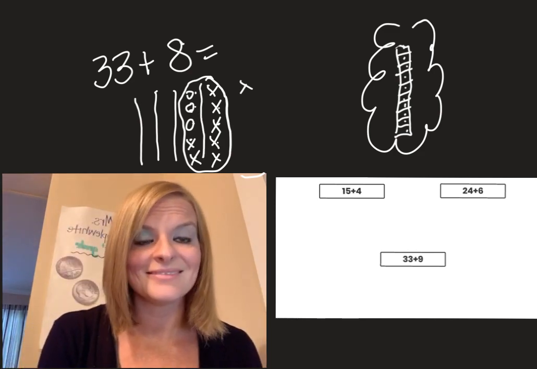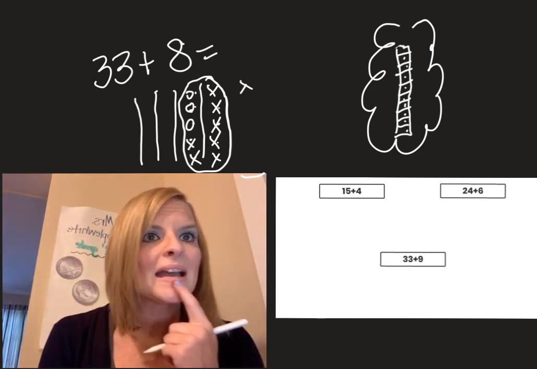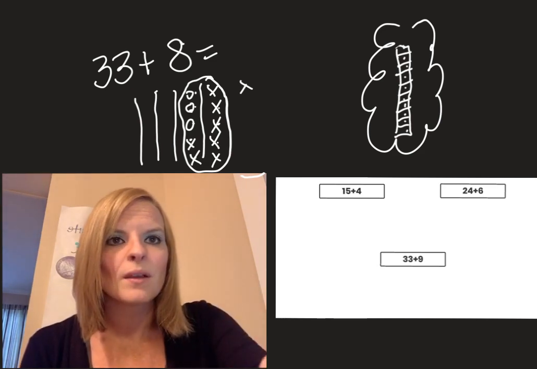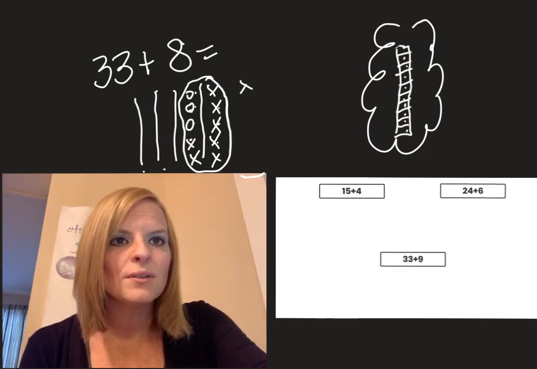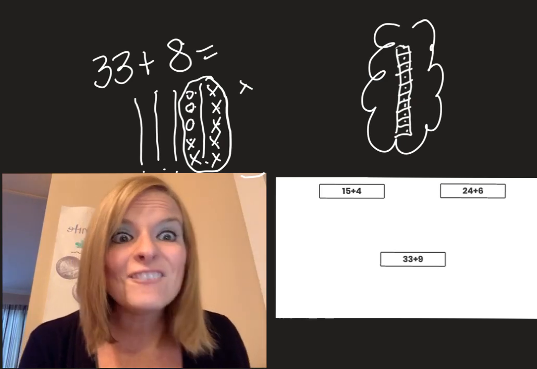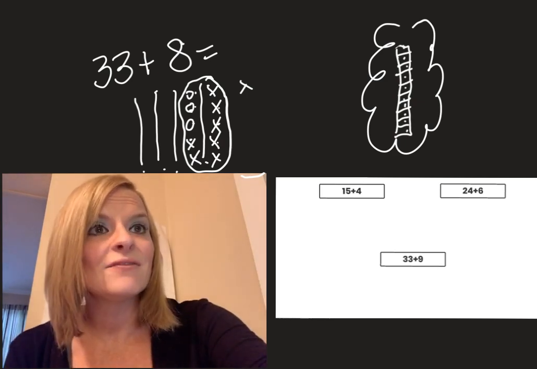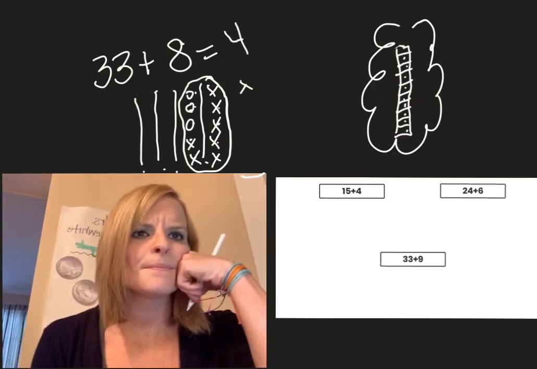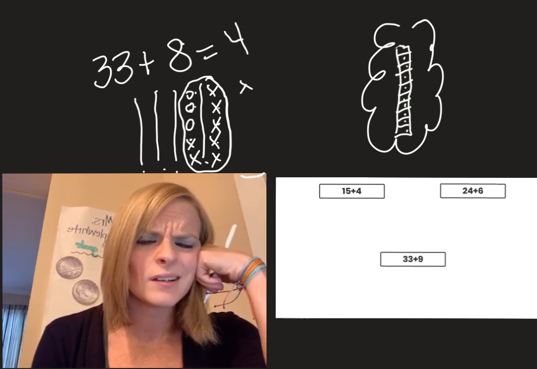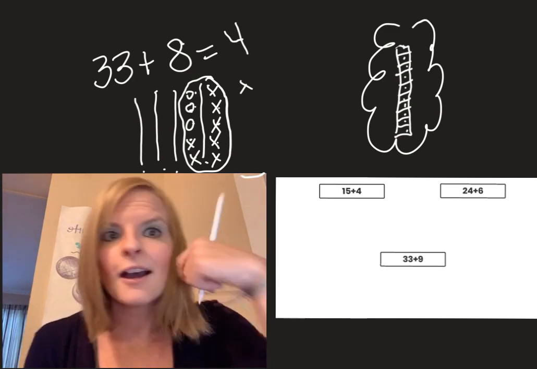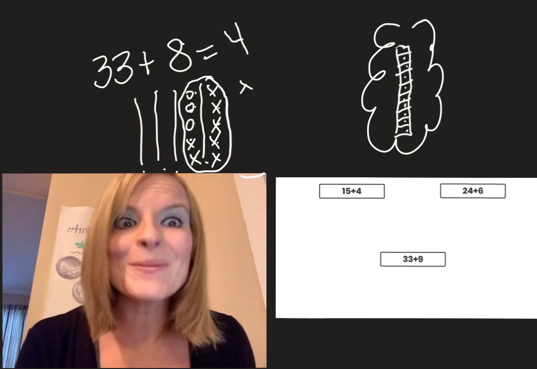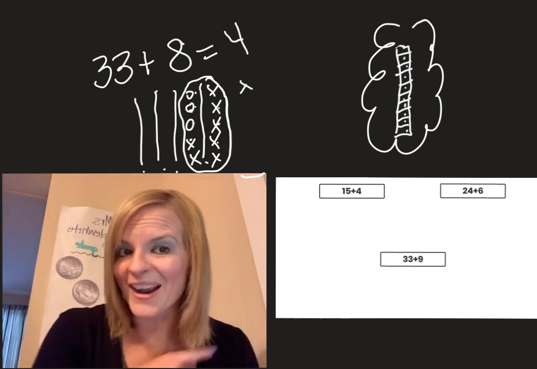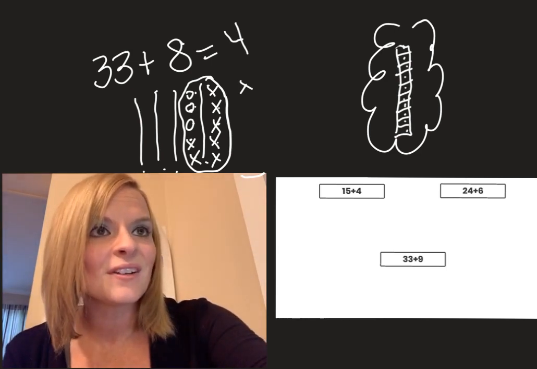rod. So, how many 10s do I have now? 1, 2, 3, 4. Excellent. So I have 4 10s. But I have 1 left over. What am I going to do with that? Yes, it'll be my 1s. Very smart. So there's 1 left over.